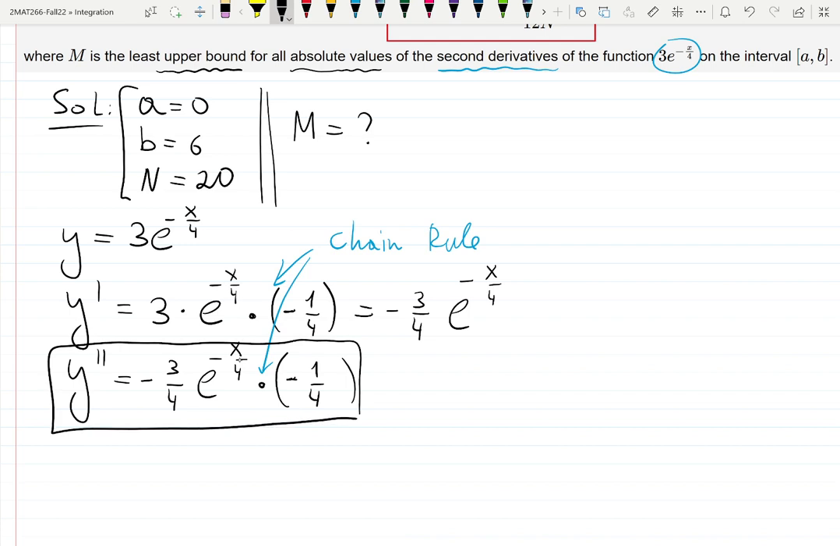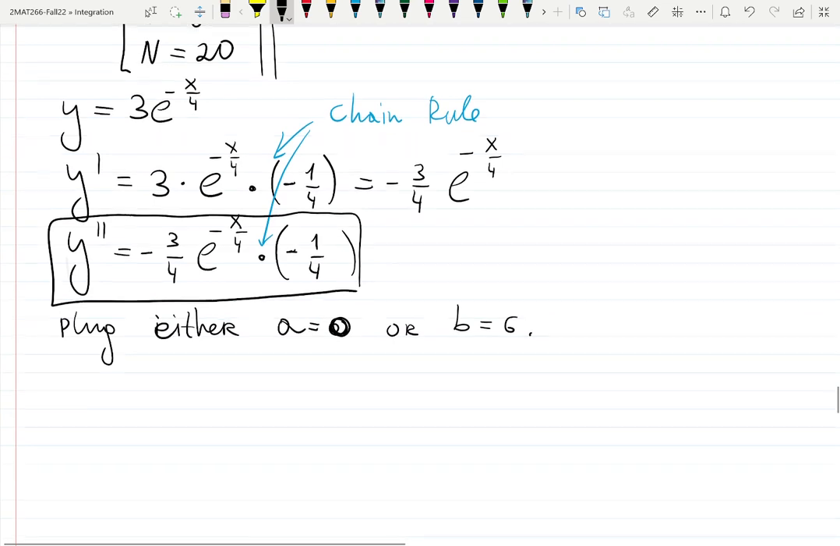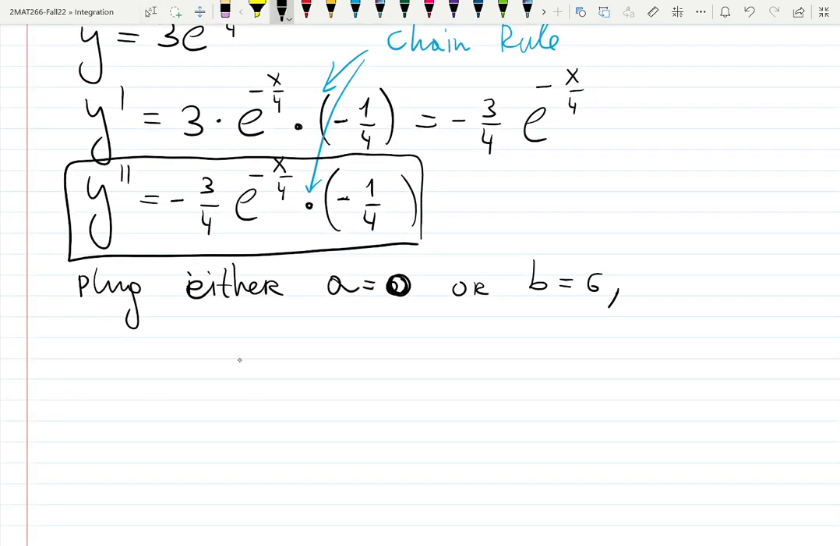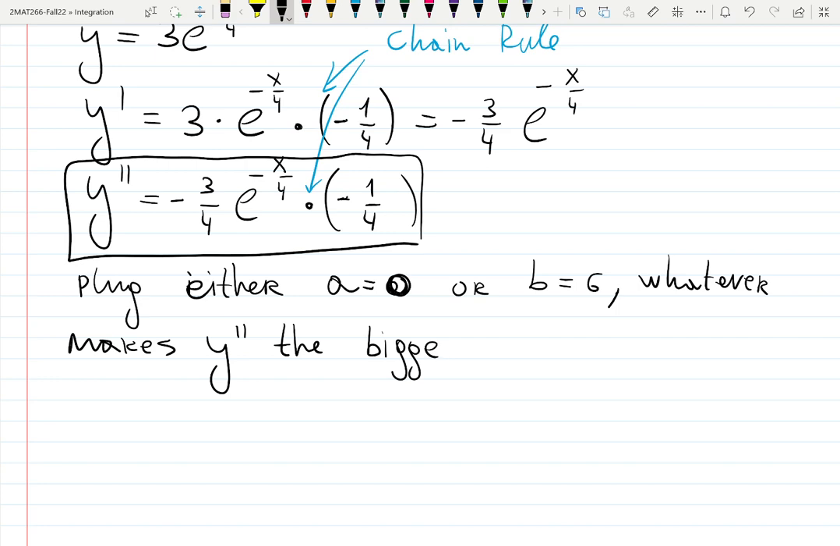Now we need to plug in either A or B. So let me write it down. A is 0 or B is 6. How to choose what we need to plug? We need to plug whatever makes the second derivative bigger. Whatever makes y double prime larger, the biggest. The largest number, the biggest.